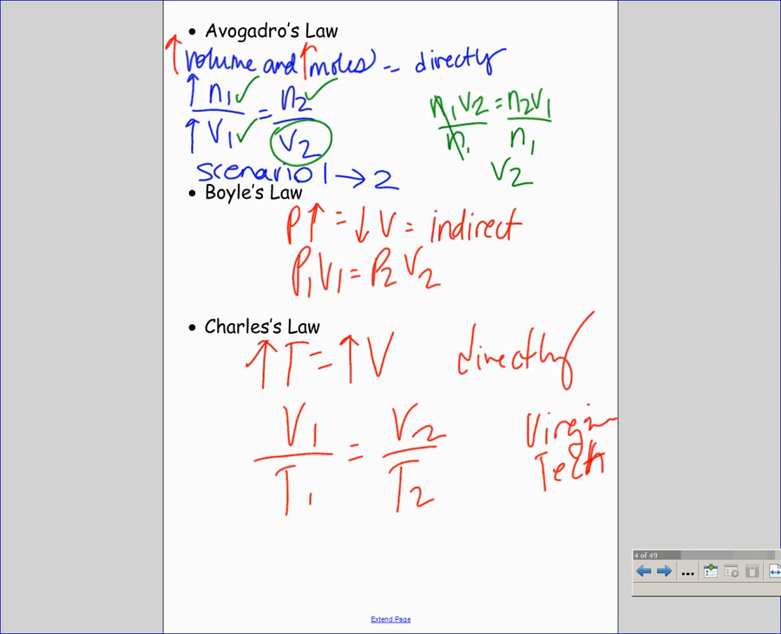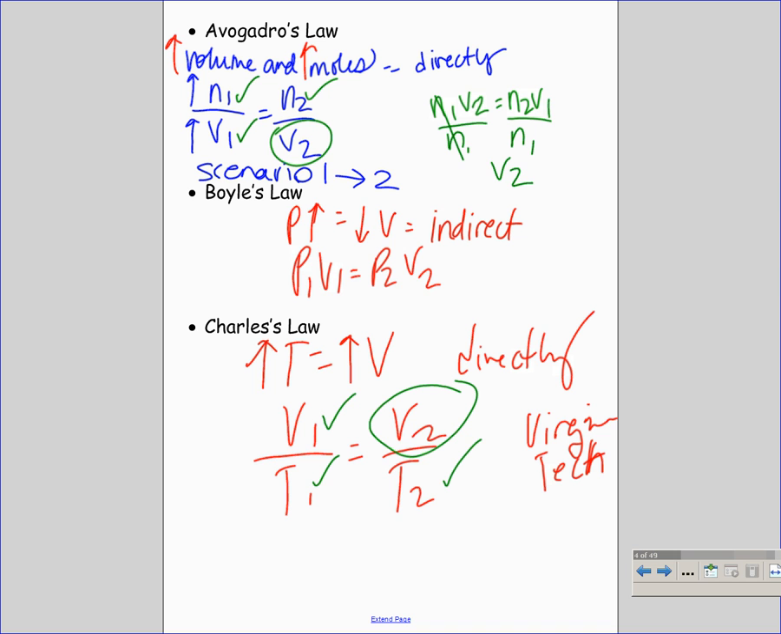With this one, I could ask you to solve for the volume of a balloon. If you know the volume of the balloon at this temperature, and I give you a new scenario with a different temperature, you could solve for V2. But you'll notice I didn't include any pressure or any moles in this, right? So what am I going to assume about pressure and moles?